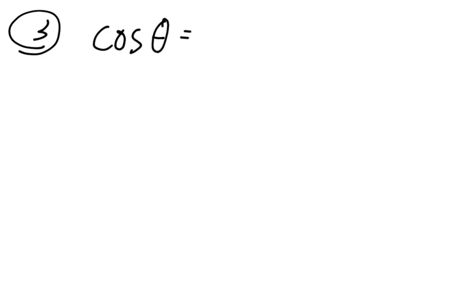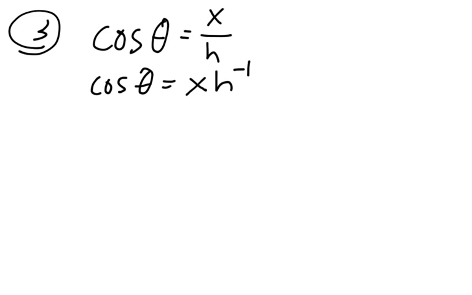All right, number 3. Cosine of theta equals x over h. Now, this looks like I might have to use the quotient rule on the right-hand side of this equation, but I don't have to if I rewrite this as cosine theta equals x h to the -1 power. Now I can use the product rule, which is a little bit easier.